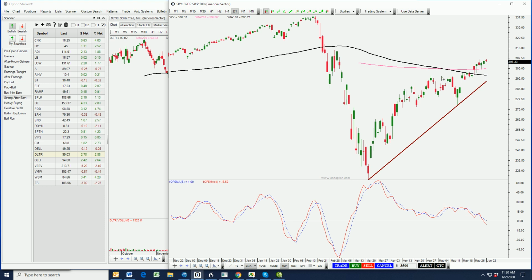But if we take out this 295 support level, I don't care how strong the stock is. Now you're starting to challenge major technical support. That uptrend line will be challenged. That 100-day moving average, the horizontal resistance that's now support. We go below SPY 295, you need to buy in your bullish put spreads.